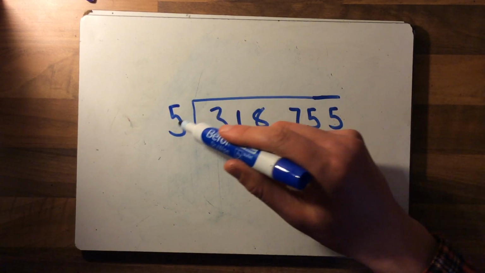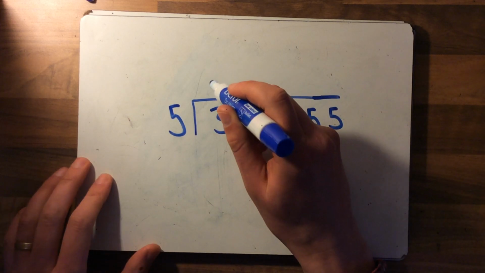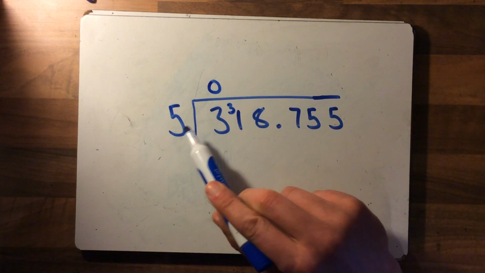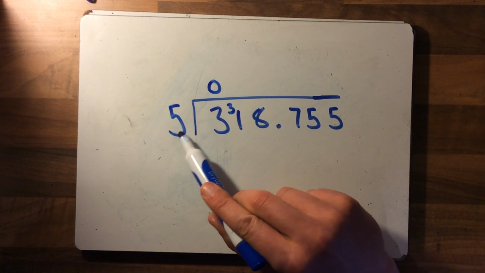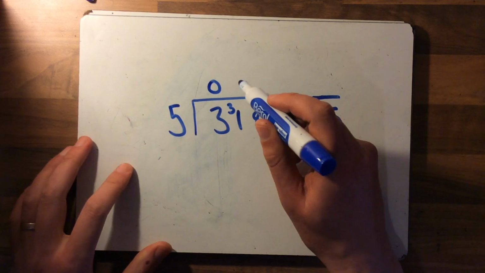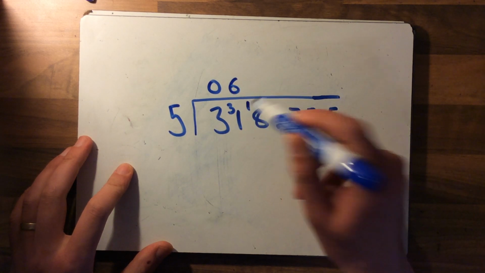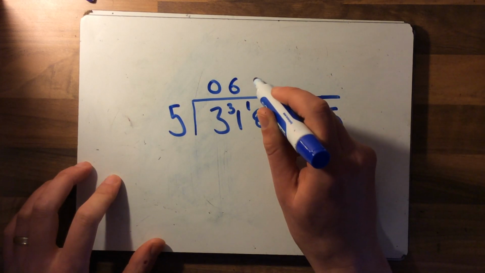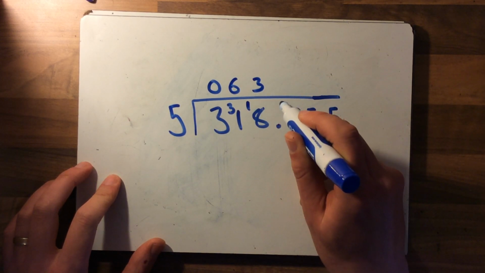Right, so how many times does 5 go into 3? It doesn't. And the 3 gets carried over. How many times does 5 then go into 31? It goes in 6 times, with 1 left. How many times does 5 go into 18? It goes in 3 times with 3 left.